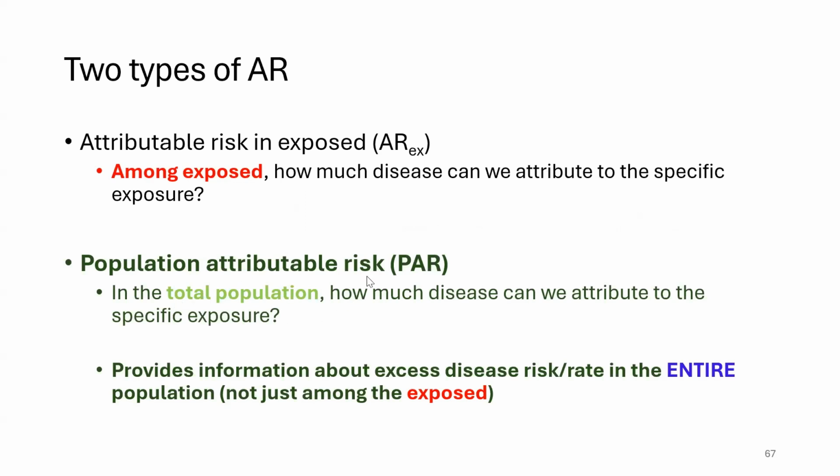Looking at a total population, we want to know how much disease we can attribute to a specific exposure. This helps us really to anticipate what the benefit would be to removing a particular exposure. This has very clear implications for public health policy and programs because it provides information about excess disease in the entire population, not just among those people who are exposed.